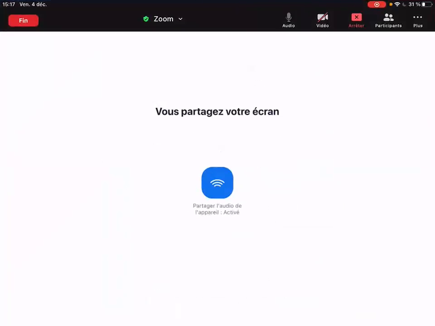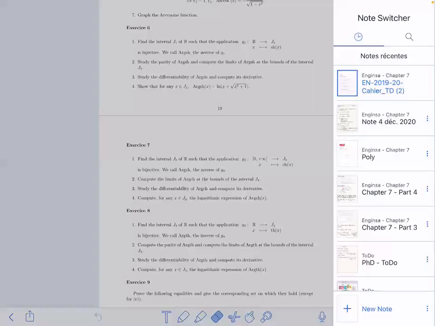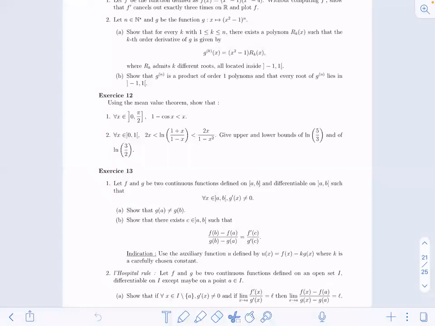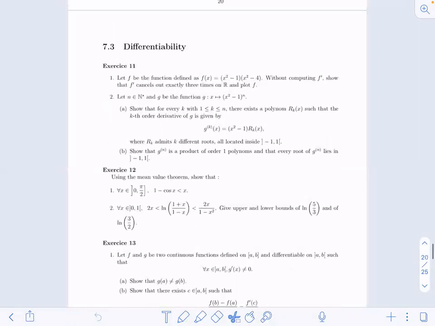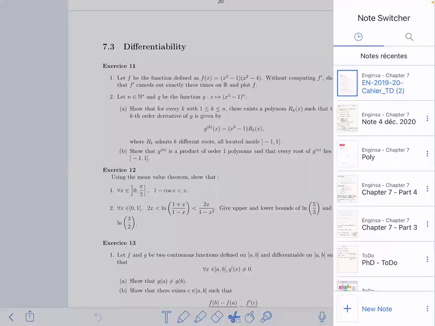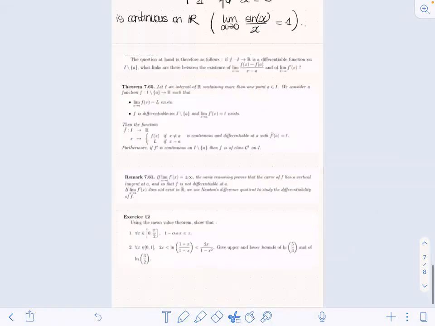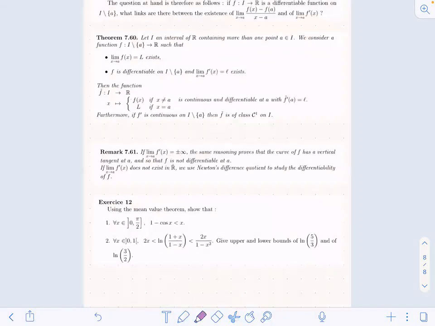Where am I? Actually do some exercises. So we're going to look at exercise 12, that will allow us to use the mean value theorem that we just mentioned during the first class. I'll look at this. So can you see my screen okay this time? Yes. Okay, great.